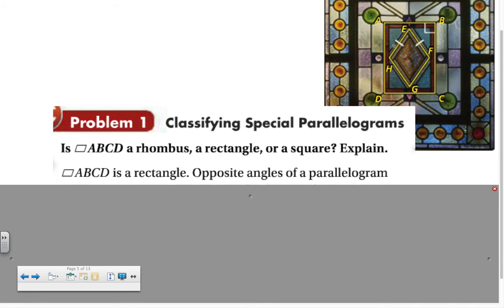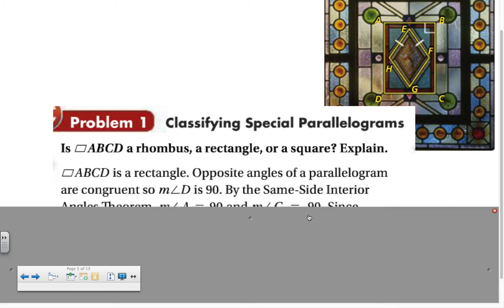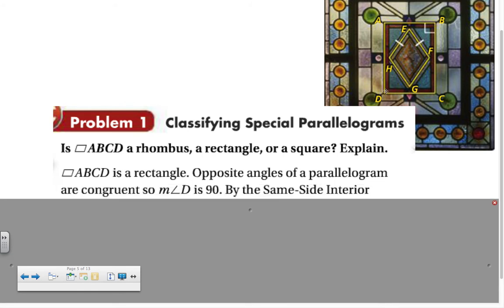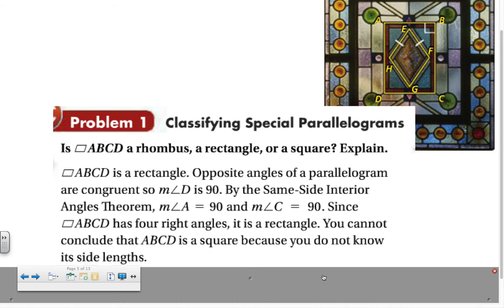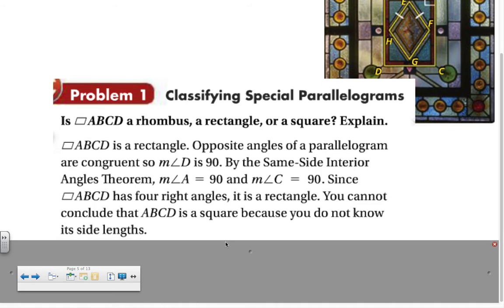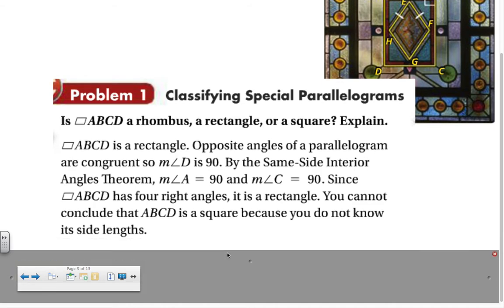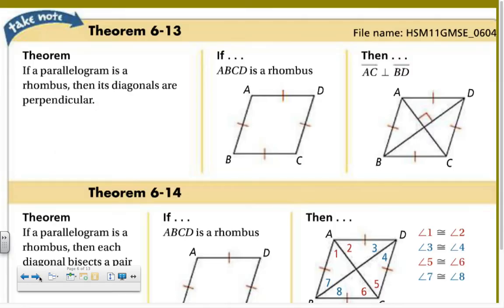Since opposite angles of a parallelogram are congruent, that makes angle D a 90-degree angle as well. Now A and D, as well as C and B, are going to be same side interior angles. So those need to be supplementary, so therefore they're going to be 90 as well. This gives me all 4 90-degree angles. We don't know the length, so we can't say that it's a square. We're going to move on.